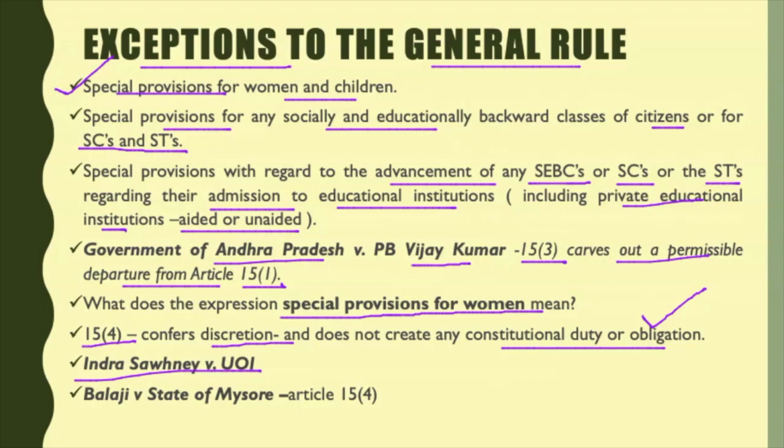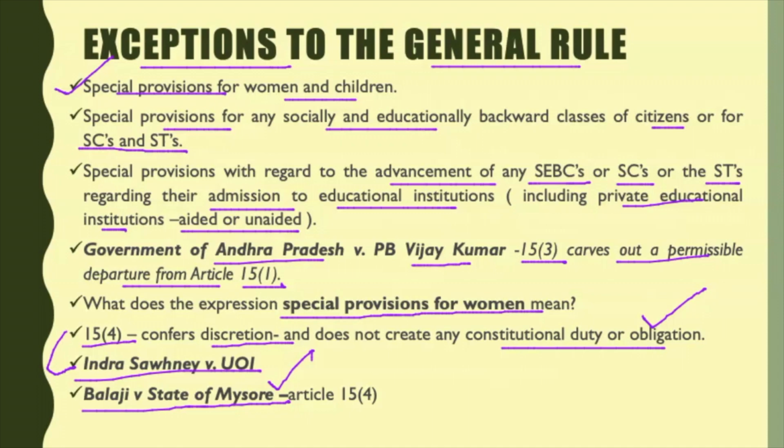Because Clause 4 confers several kinds of positive actions and plans that can be implemented in it, whereas Article 16 Clause 4 speaks of only one type of remedial measure, namely reservation of appointments or posts. Another important case you have to read when you're reading Article 15 is Balaji versus State of Mysore. इस केस में basically order issued by the State of Mysore को challenge किया गया था, which reserved seats for backward and more backward classes. Supreme Court ने ये कहा कि order was bad in law because it was solely based on caste and it had vague classification in terms of backward and more backward classes.